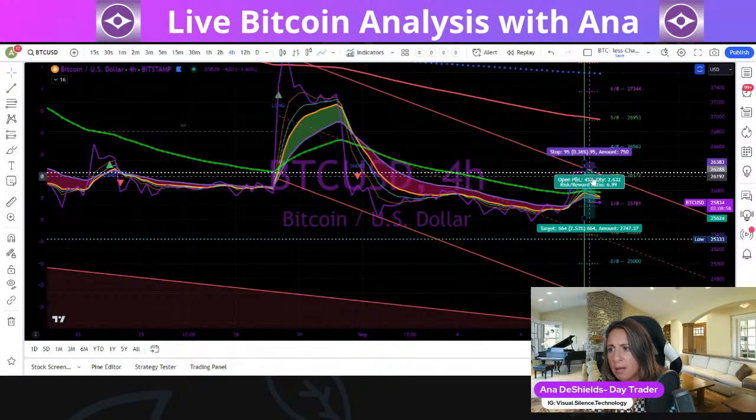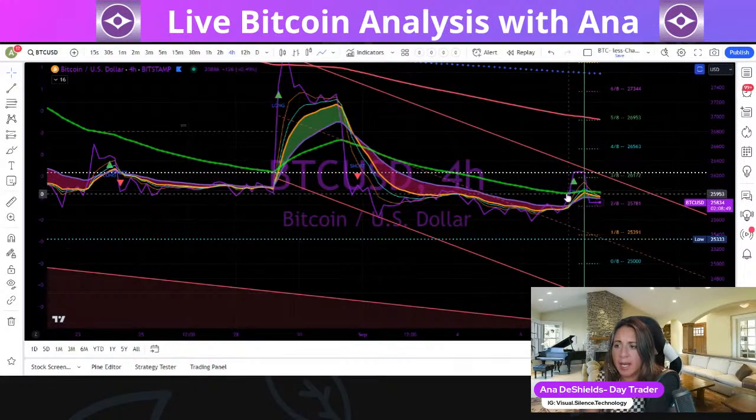This is our... I'm not sure if that's the same one that we just did, risk to reward off of that Exodus cross. But anyhow, here is our descending channel.